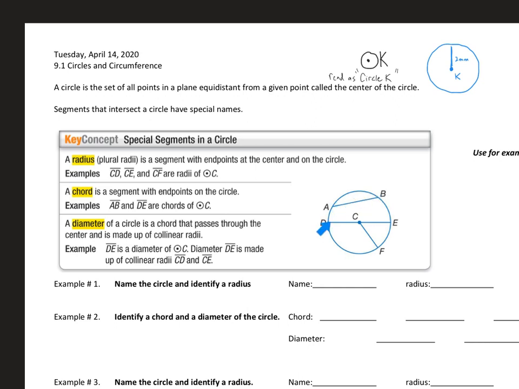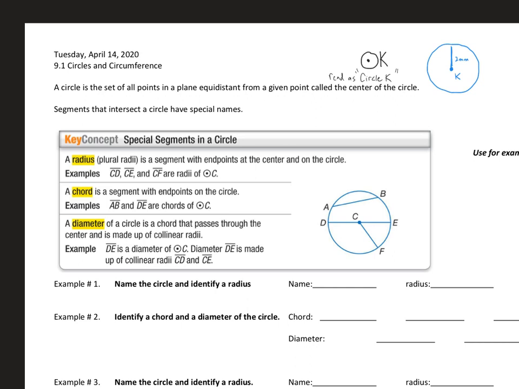If you look right here, I got segment D to E. There are 2 endpoints on that circle, and DE is a chord of circle C. DE is special. It is the longest chord, and that is a diameter. So a diameter of a circle is the longest chord.